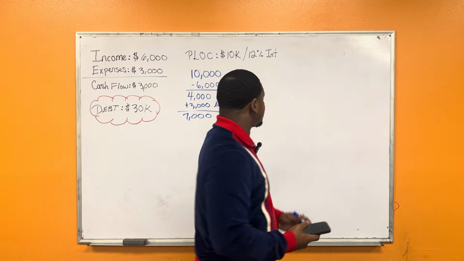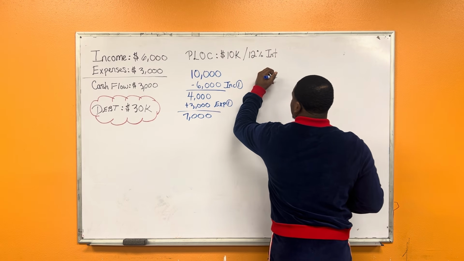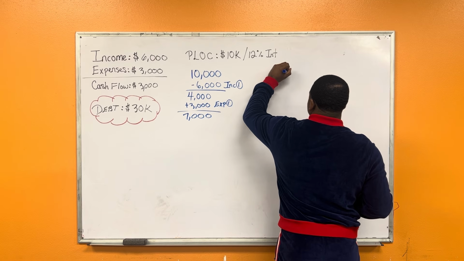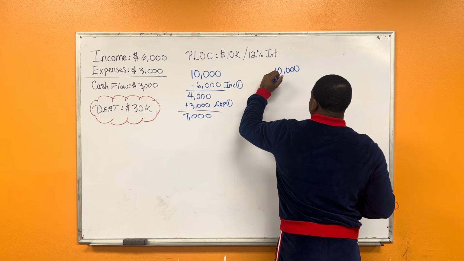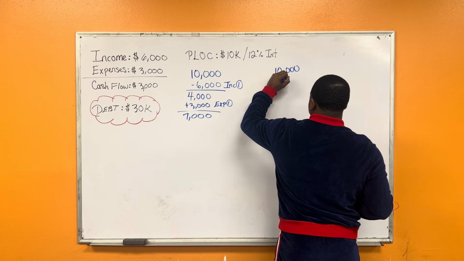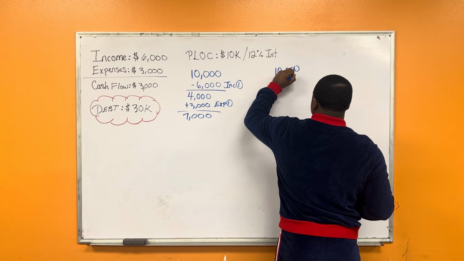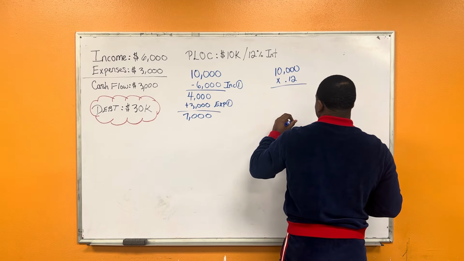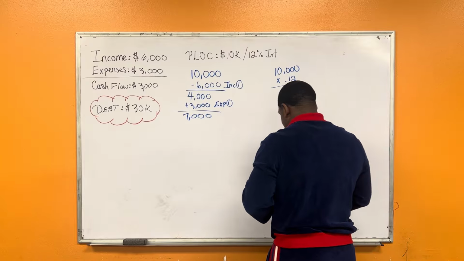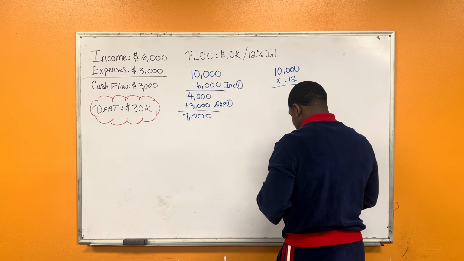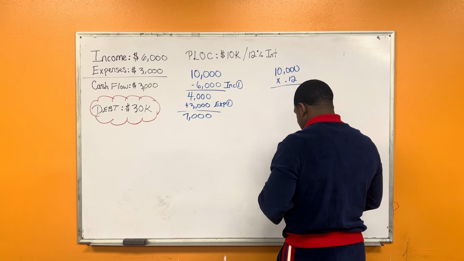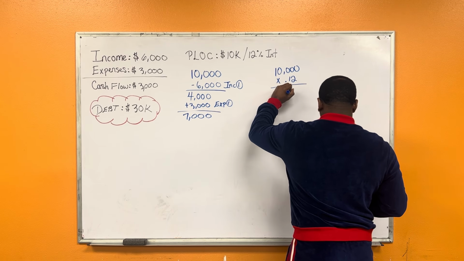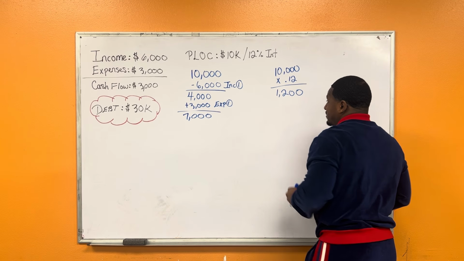Okay, so we would do 10,000 times 12%. 10,000 times 12% gives us $1,200.